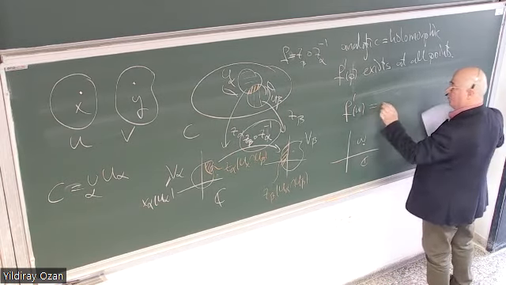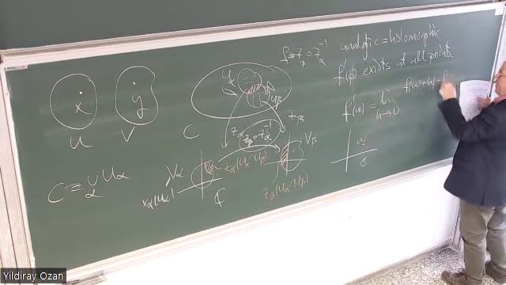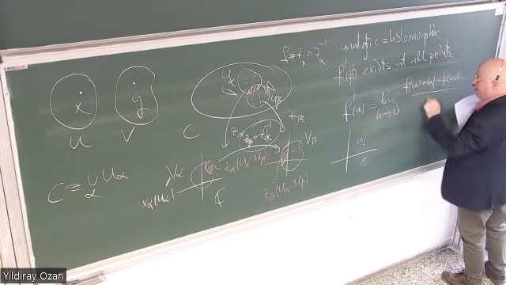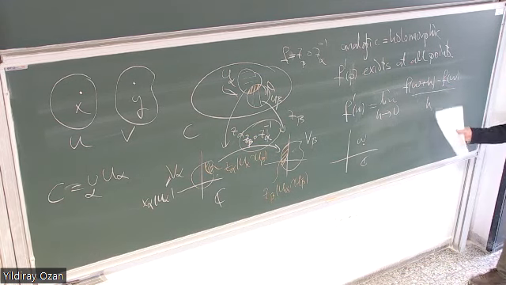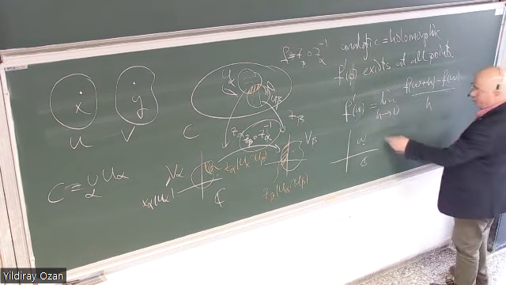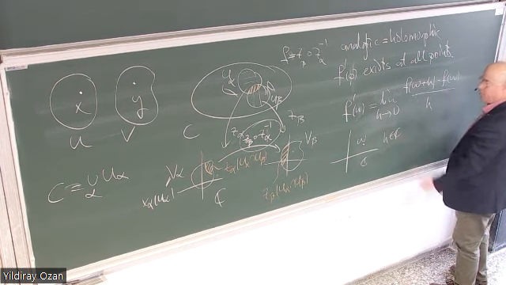So this is the limit as h goes to 0 of f of w plus h minus f of w divided by h. H is a complex number also. Okay? H is a complex number.